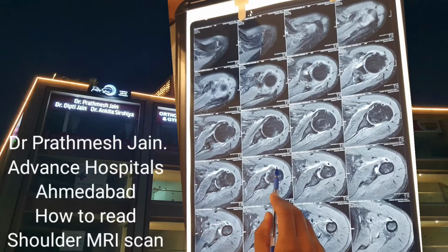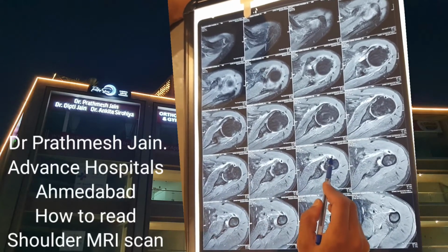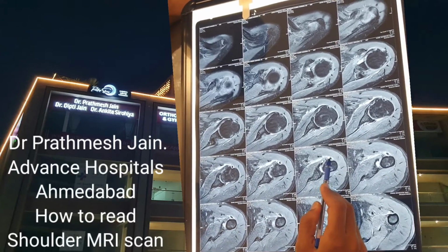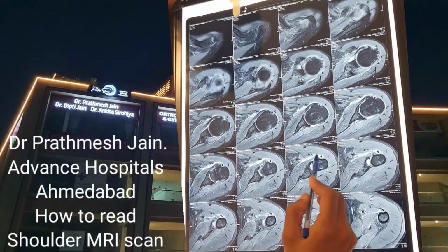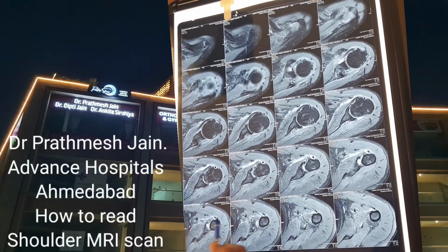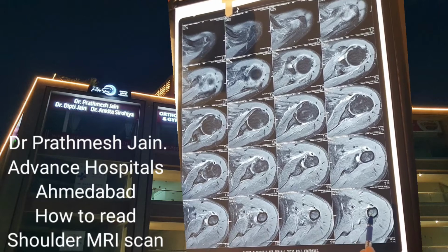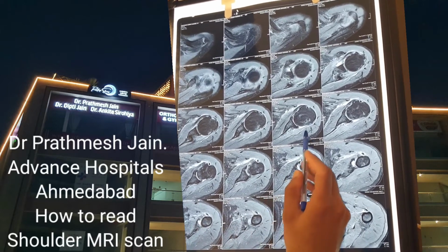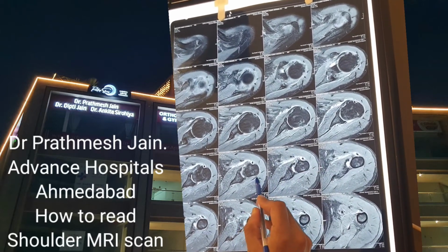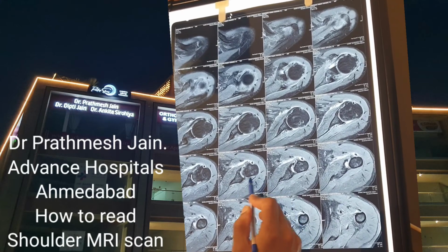Going inferior, you have fluid in the biceps that you can see, a lot of fluid in the biceps. So most of these patients have some kind of a biceps pathology because of which the fluid is there. And then when you go down, these are the regular images. So when it goes down, this is the teres minor area in the lower infraspinatus, which is normal here.